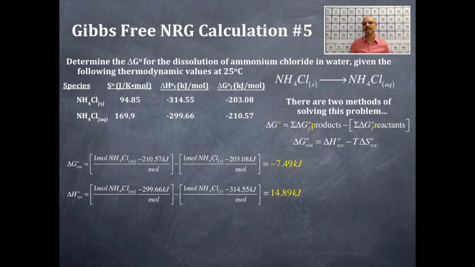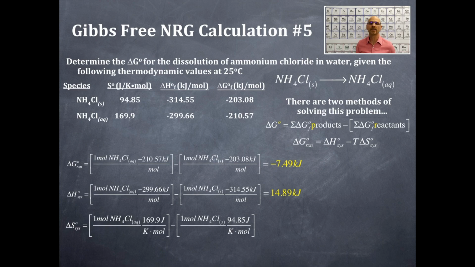This is 14.89 kilojoules. And looking at the sign of this value, you should also understand what this is, either endothermic or exothermic. I'm going to come back to that in just a moment, but I'm giving you time to think about it. Then we have the delta S, or the change in entropy term.